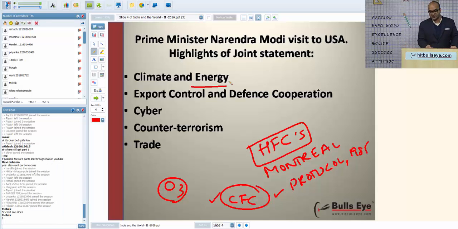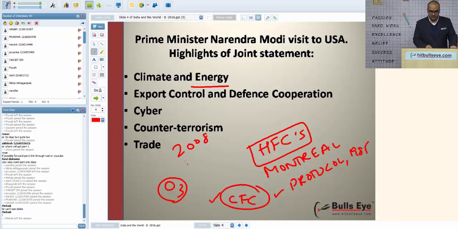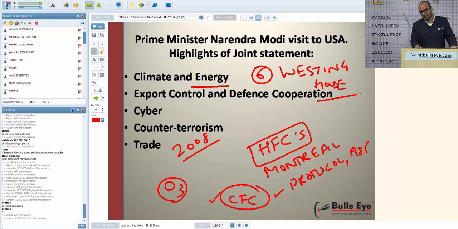As far as energy is concerned, we see a considerable movement towards the finalizing or the operationalization of the Indo-US nuclear deal, which was signed in 2008. Ever since 2008, there have not been any major agreements as far as nuclear deals have been concerned. However, now Westinghouse, a company of the USA, has agreed to supply 6 nuclear reactors to India. So that is a huge achievement as far as Indo-US relations are concerned.